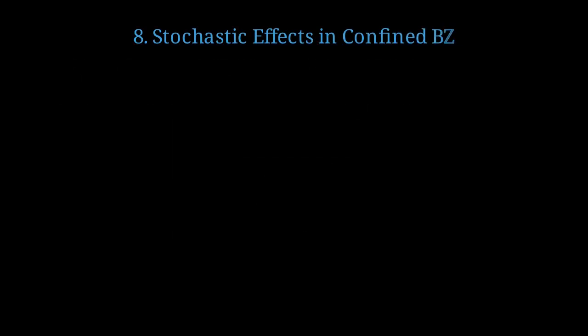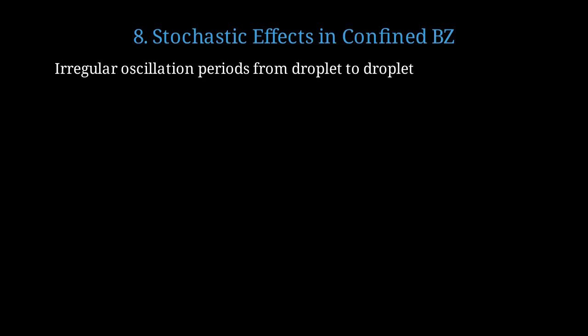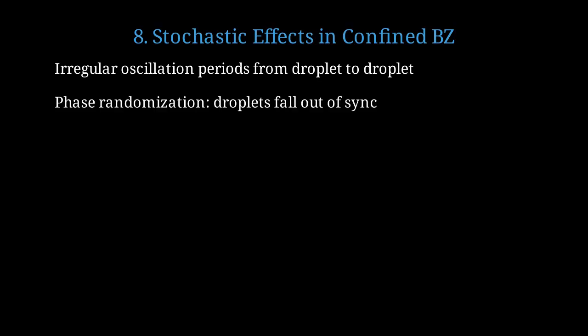Stochastic effects lead to fascinating new behaviors in confined BZ reactions. Different droplets of the same size show irregular oscillation periods due to molecular noise. Even if they start synchronized, droplets gradually fall out of sync due to stochastic phase diffusion. The variance in period squared scales as 2 kBT over gamma N times t, where N is molecule number. Over time, identical droplets develop different phases, creating a dispersion pattern.